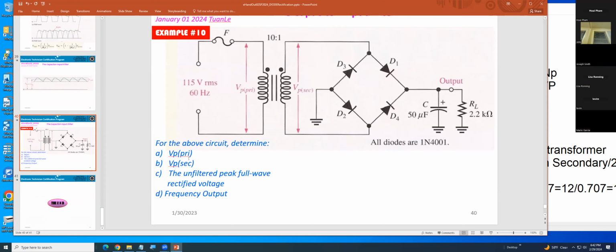Okay? For a bridge circuit, they want to know V primary, V peak primary. Okay, now we get this one done, and we can stop. Tell me, what is V peak primary? Who can calculate it? Let me know. They gave you 115 volt RMS, 60 hertz. First thing they want is V peak primary.